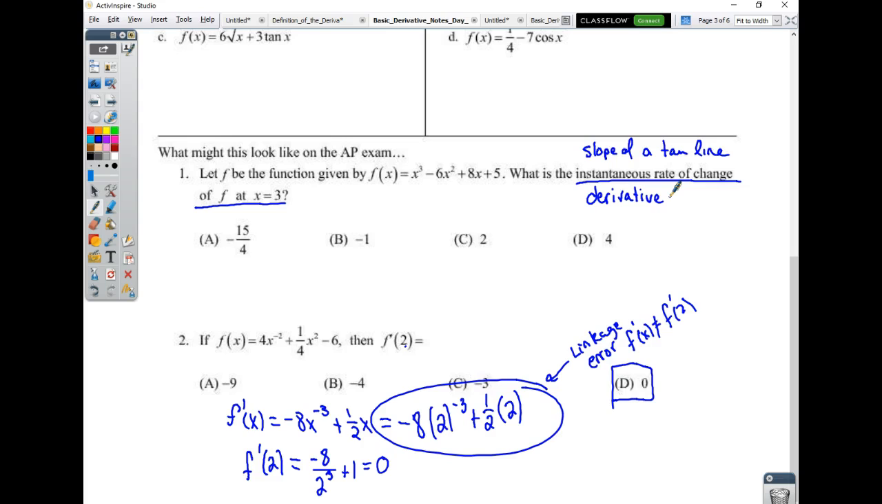What do I have to do? Find the derivative. F prime of x is 3x squared minus 12x plus 8 plus 0 because there's nothing there. Do you have to put the plus 0? No, there's no need to put a plus 0.